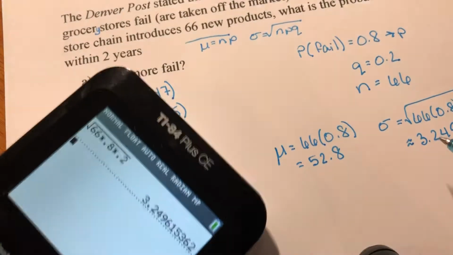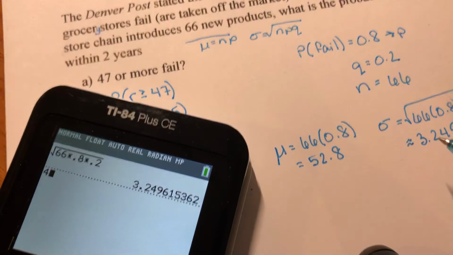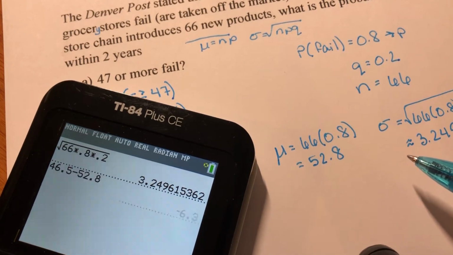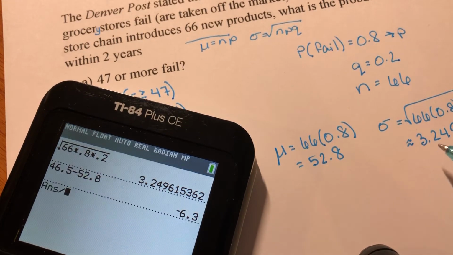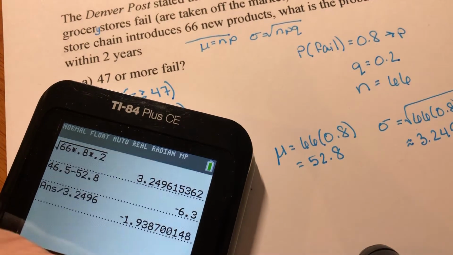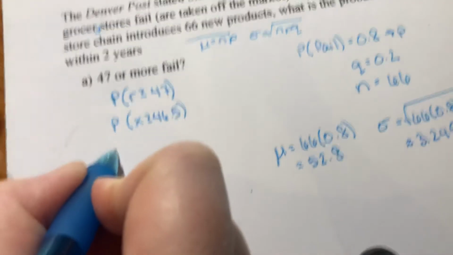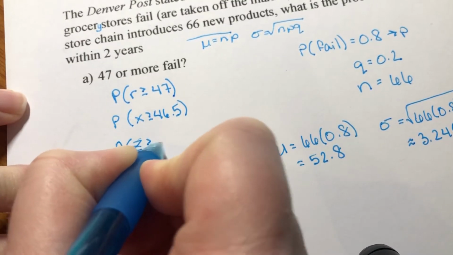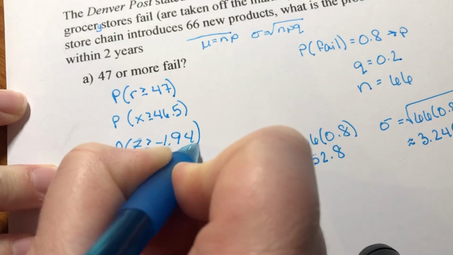To do that on my calculator, I'm going to do 46.5 minus 52.8, and then I'm going to take that answer and divide it by that 3.2496. So I get negative 1.94 if I round that to the nearest hundredth, which I'll want to do. So I'll have the probability that z is greater than or equal to negative 1.94.